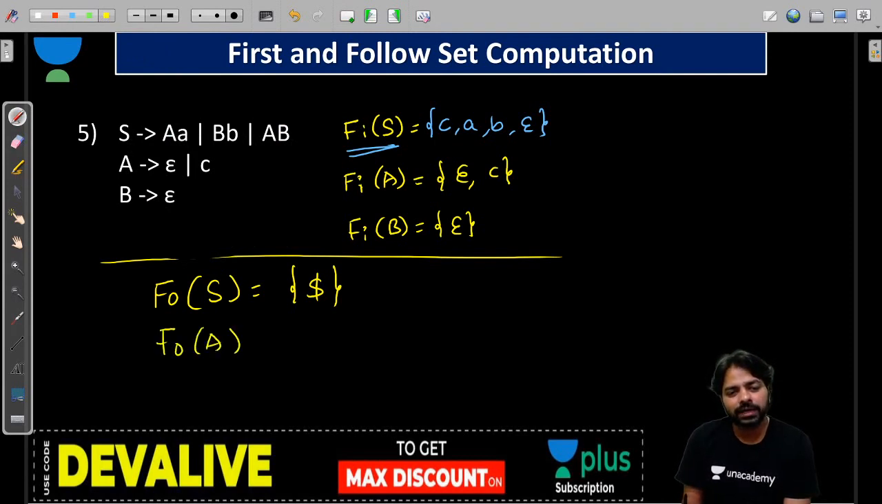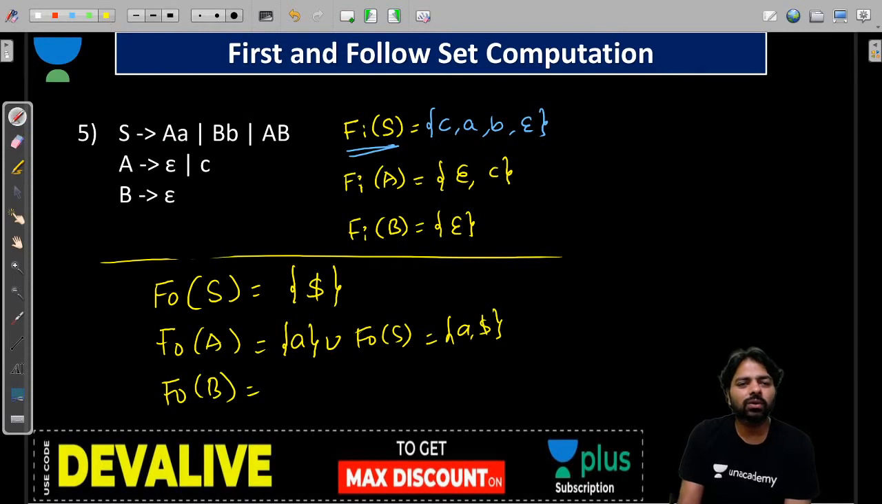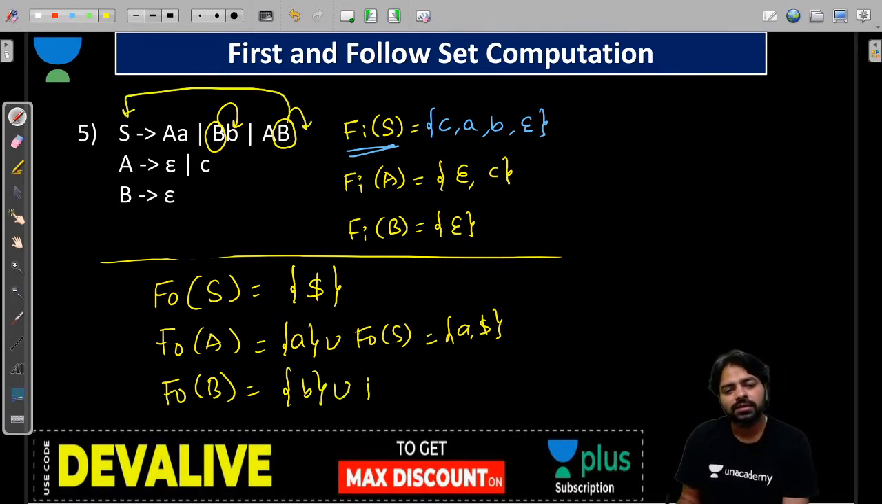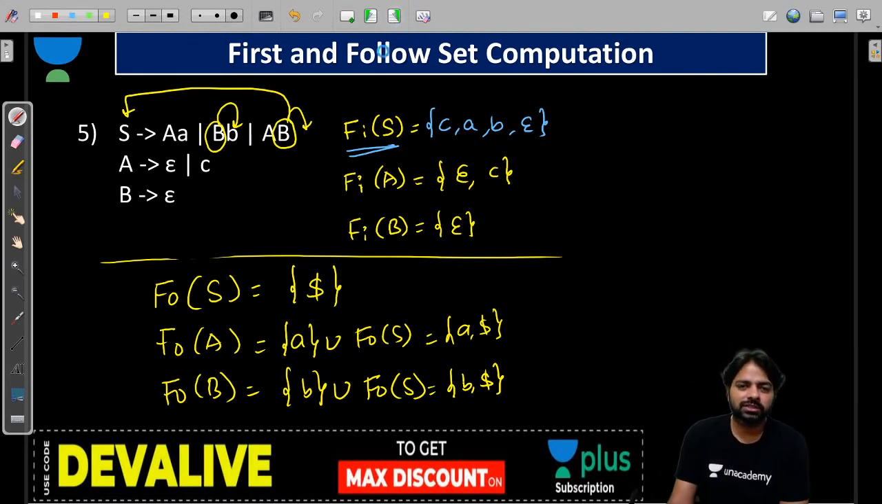And follow of capital A, look at all the capital A's in the RHS side one by one. When you look at this, you will get A union. When you look at this, the capital B gives nothing, so A has to depend on S. That is the follow of S, which is equal to A comma dollar. And what is follow of B? You look at only B now. After capital B, small b is there, so small b union, and here nobody is there, means follow of S. So you will get B comma dollar. Yeah, so these are the first and follow set computations of the fifth one.